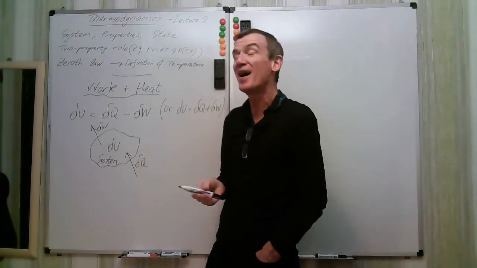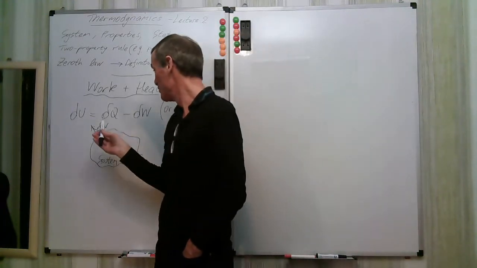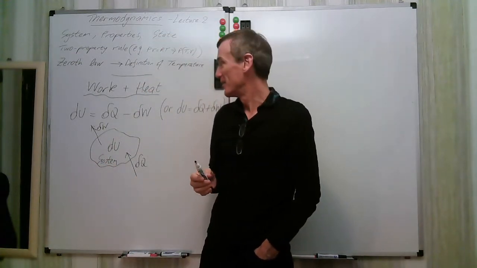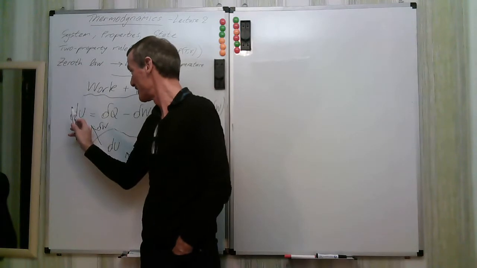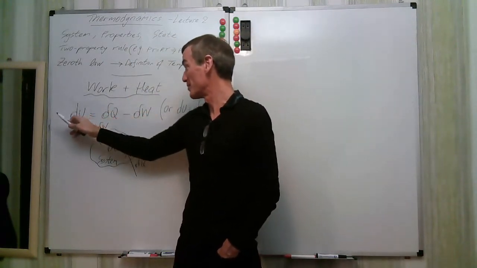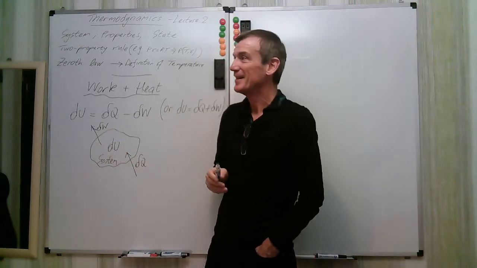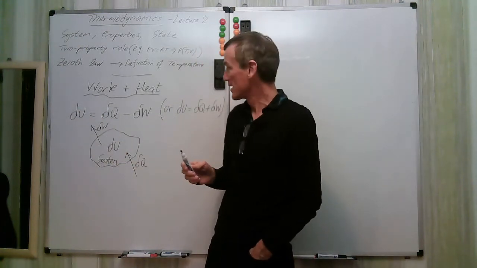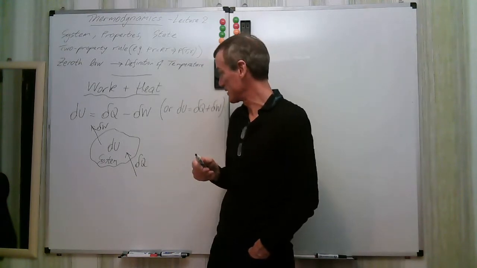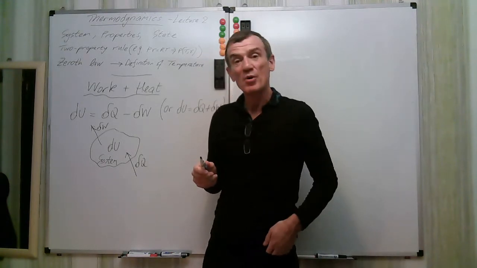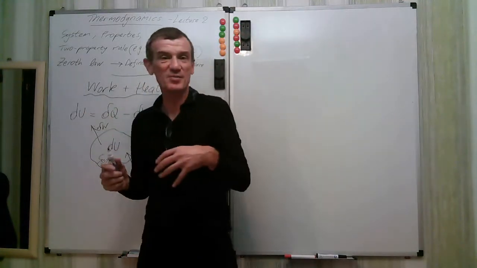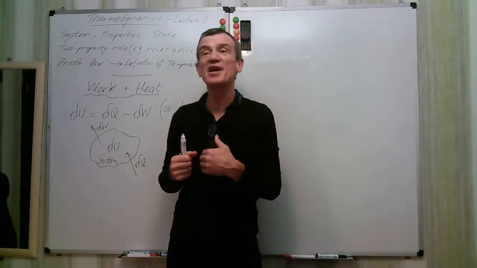And one of the things we're going to find is that Q and W are not properties. And the thing that we have on the left-hand side here, peculiarly, you could argue, because these are not properties, how do you end up with a property change? We'll see that when we get formally introduced to the first law of thermodynamics. But we can quantify these things also in terms of changes with time.